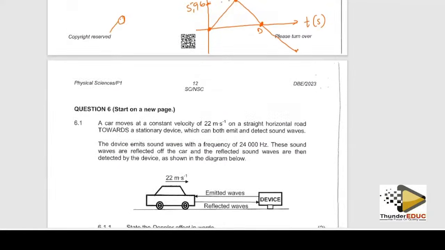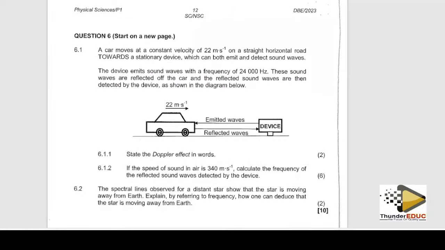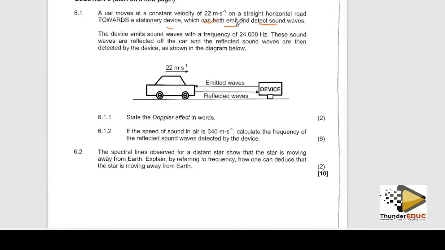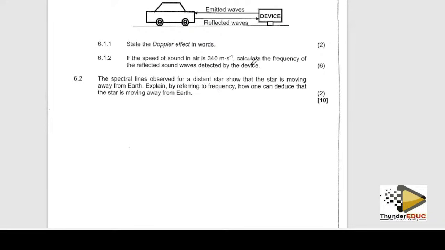Question number 6. A car is moving at a constant velocity of 20 meters per second on a horizontal road towards a stationary device, which can both emit and detect sound waves. The device emits waves at this frequency of the source, and they are reflected off the car and then detected by the device. Define the Doppler effect, or state the Doppler effect in words.